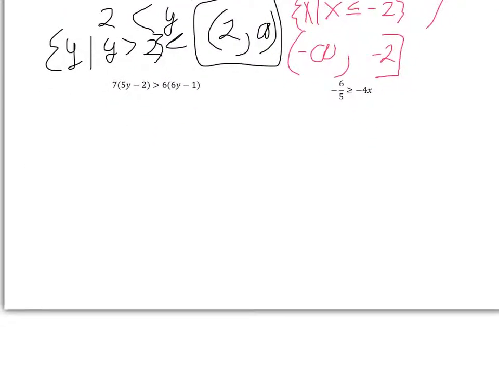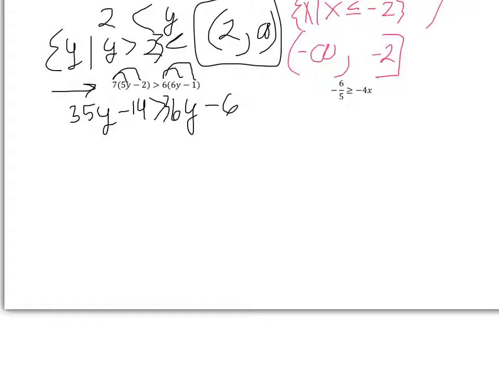Okay, so moving on to these last ones, we're combining a couple different things in each of these problems. So here the first thing we need to do is get rid of the grouping symbols. So I'm going to do some distribution. 7 times 5y is 35y. 7 times negative 2 is negative 14 is greater than. We're not changing the sign, we're just distributing here. Distribute this. 6 times y is 36y. And then 6 times negative 1 is negative 6.